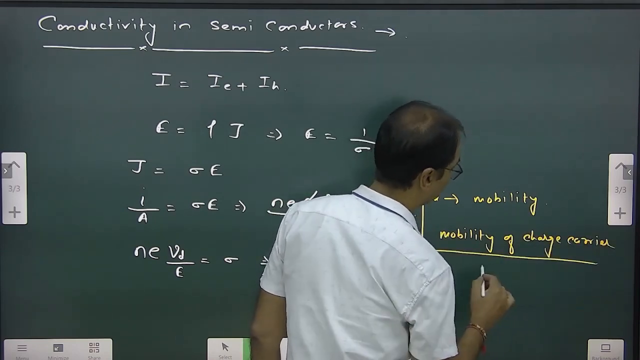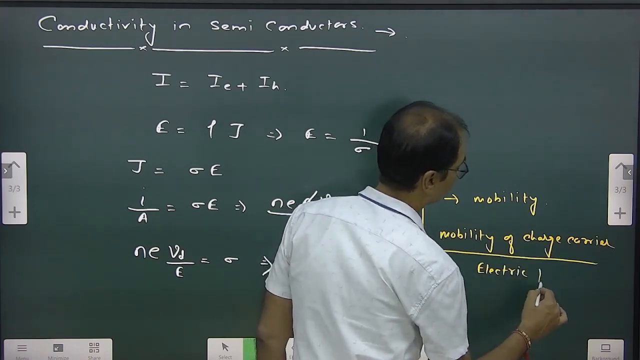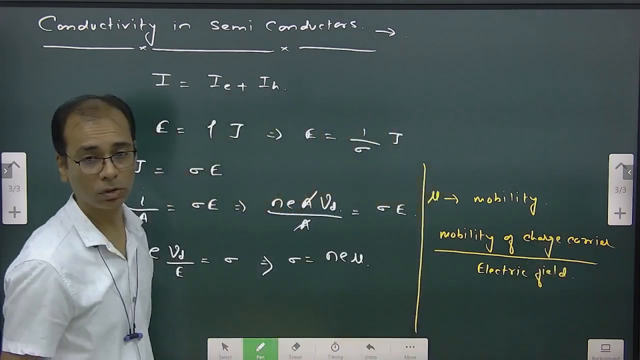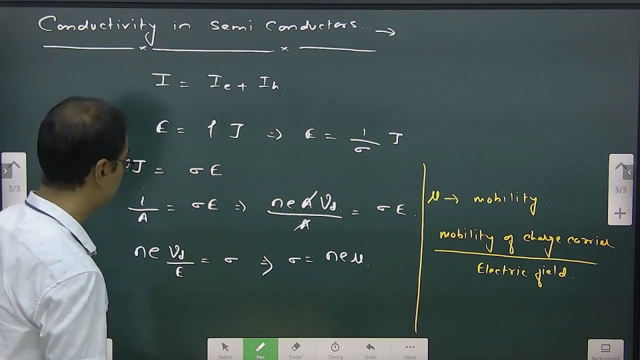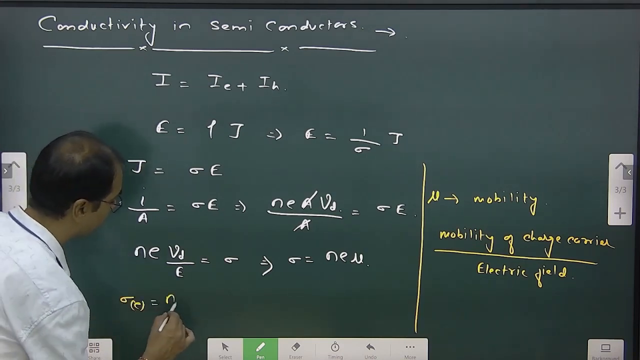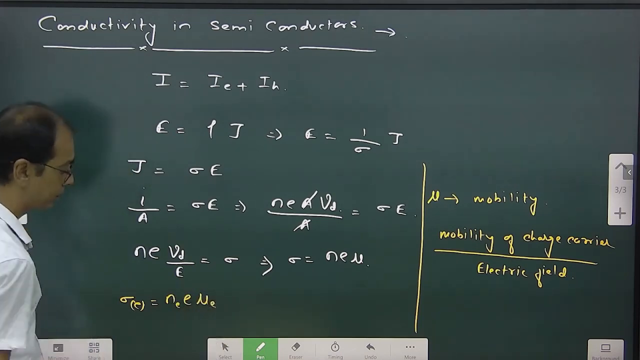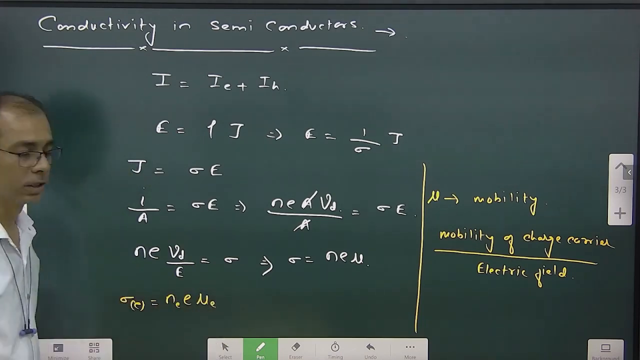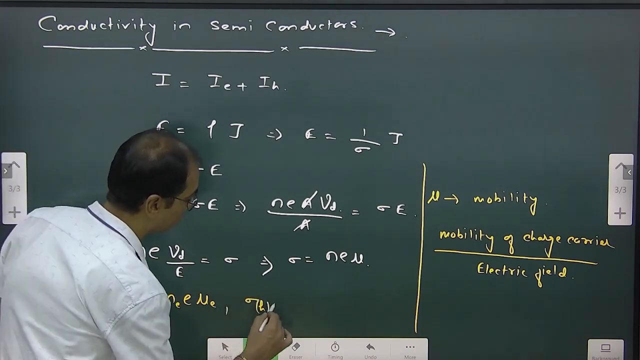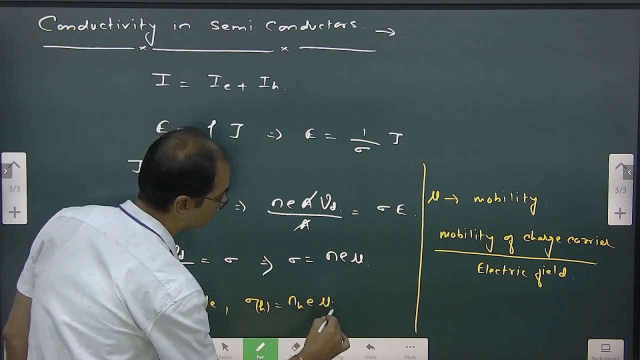Mobility of charge carrier per unit electric field. But we have holes also and electrons also. So sigma for electrons will be the number of electrons, charge on electron, into mobility of electron. Same way, sigma for holes: number of holes into e into mu H.